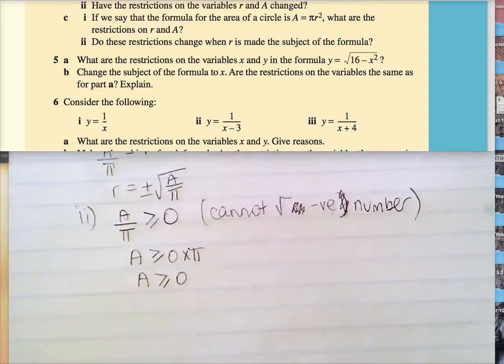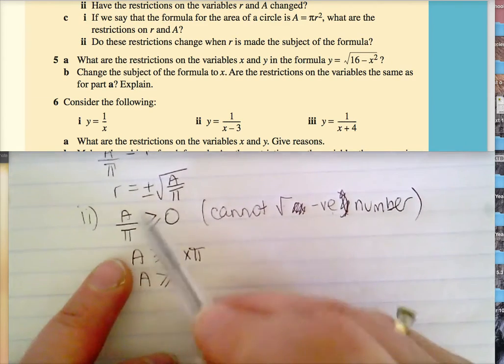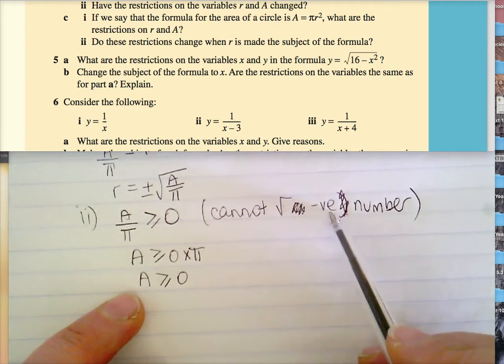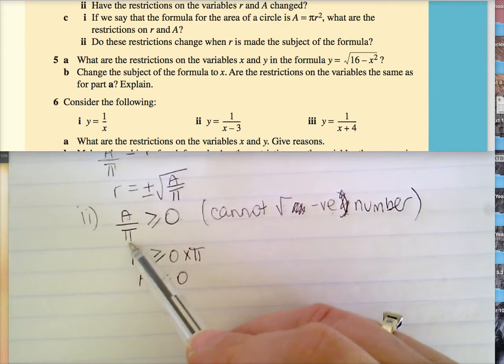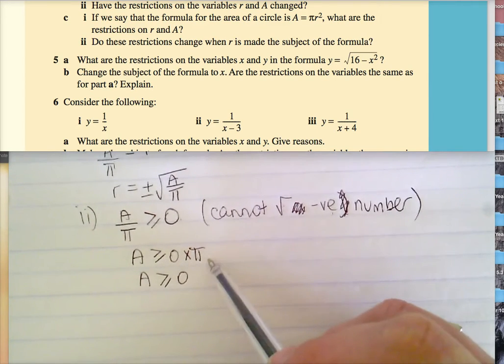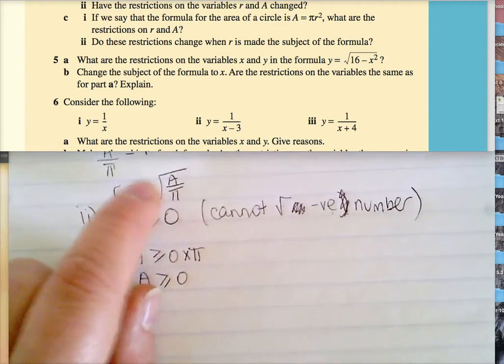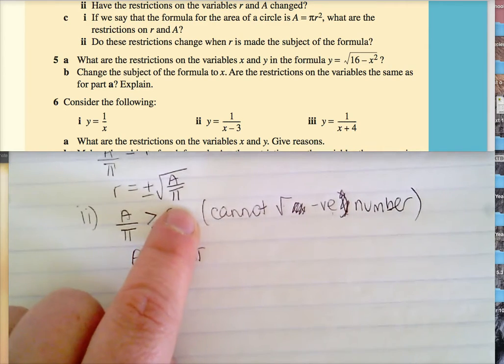All right, so when you square root something on your calculator, you cannot square root a negative. So this bit under here, a over pi, has to be greater than or equal to 0, because you cannot square root a negative number. So if I want to get a on its own, this is a divided by pi. Opposite of dividing by pi is to times by pi. So that means a has to be positive. Girls, for a over pi to be positive, a has to be positive, because a positive divided by a positive is positive.